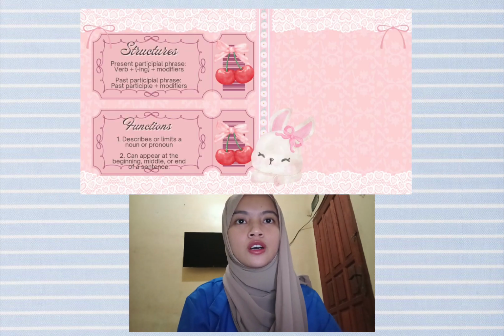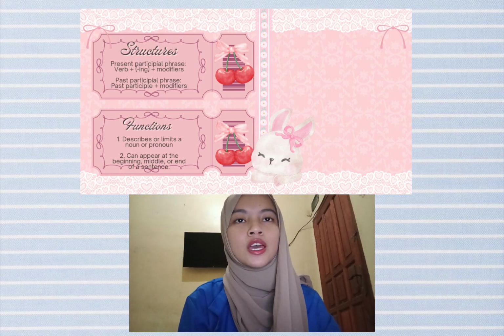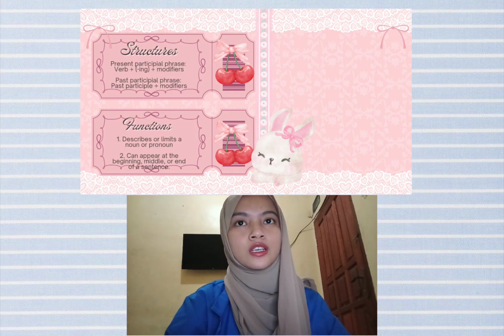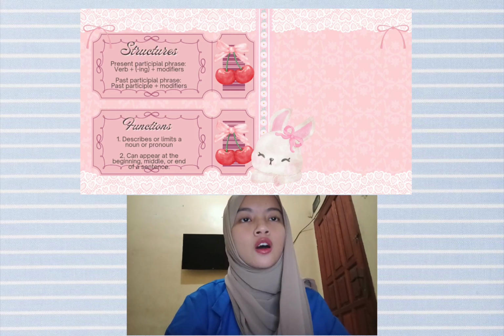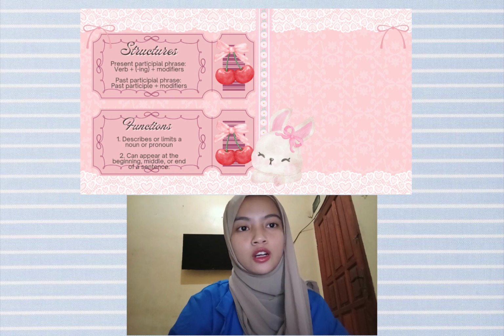So, the structure of a present participle phrase is verb plus ing plus modifiers. And the structure of a past participle phrase is past participle plus modifiers. So the first function is that a participle phrase is used to describe or limit a noun or pronoun. It gives additional information that helps us understand which person or thing is being talked about.